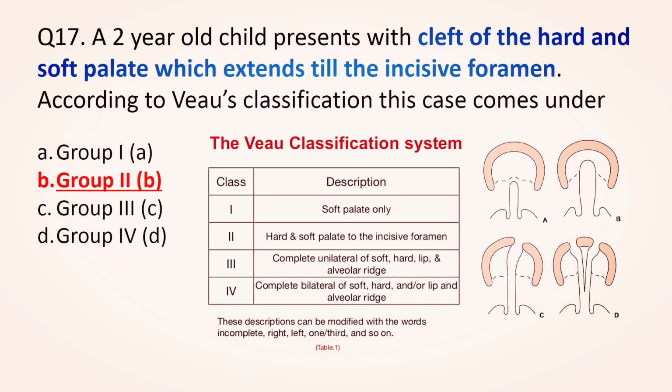Let's talk about Veau's classification. Group 1, defects of soft palate only. Group 2, defects involving the hard palate and soft palate. Group 3, defects involving the soft palate to the alveolus, usually involving the lip. Group 4, complete palatal clefts.